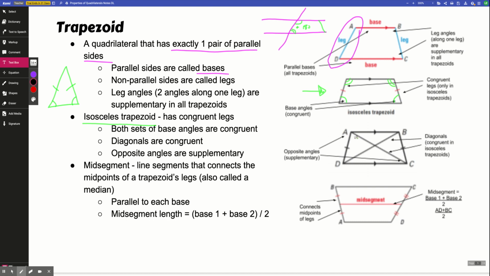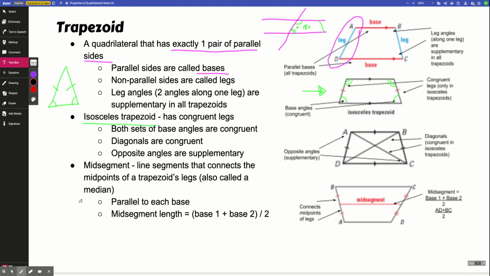Another property is that the diagonals are congruent. And because we have these congruent angles at the top and at the bottom, the congruent base angles, that means opposite angles, which are angles that are connected by a diagonal, have to be supplementary, right?